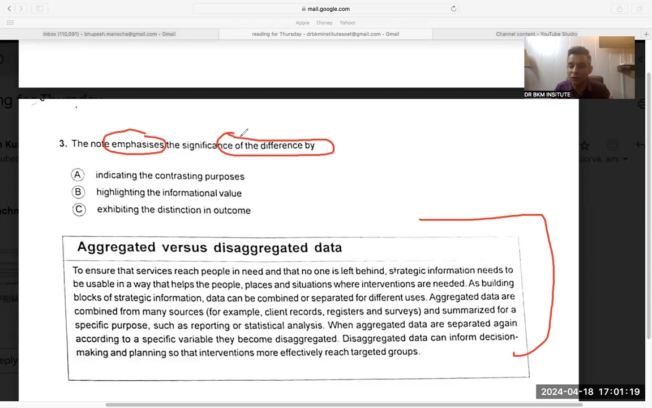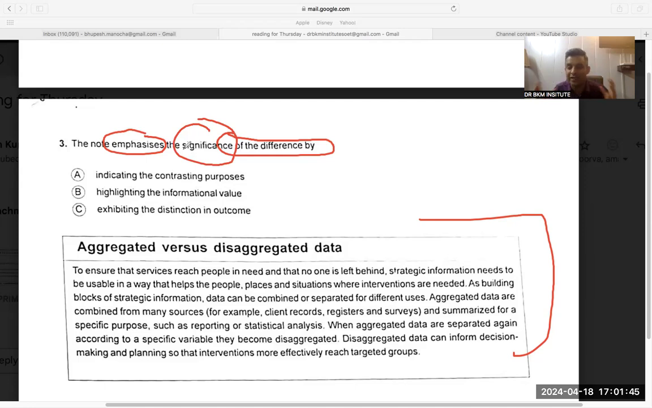What is the importance of the difference means if there are two things, if there are two persons, Ram and Sham, if they are different, why are they different. So again they are asking about the significance of the difference. Please understand the question. They are not asking what is the difference. They are asking what is the significance, meaning what is the benefit of the difference. So I need to find what is the benefit.